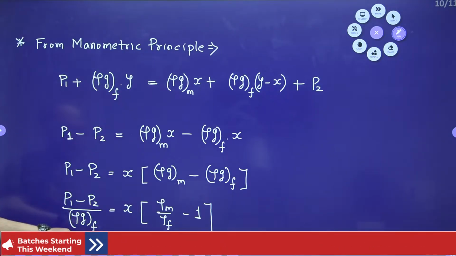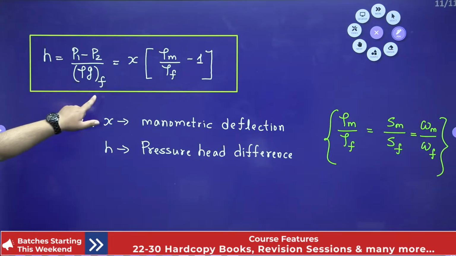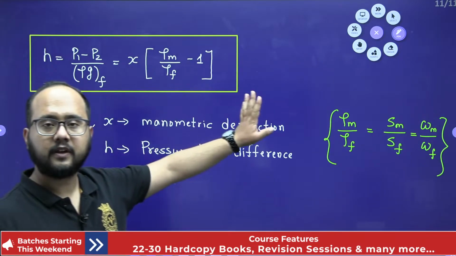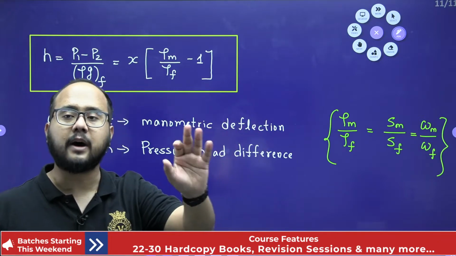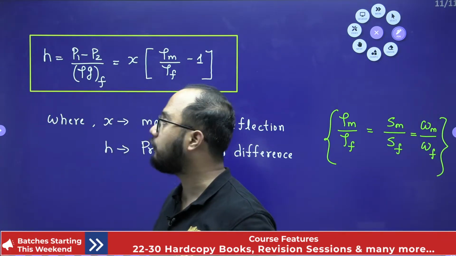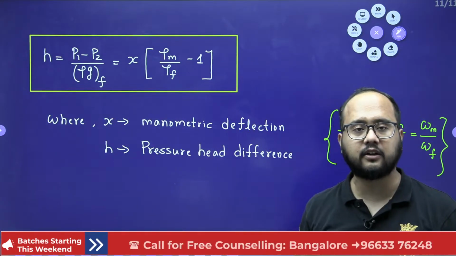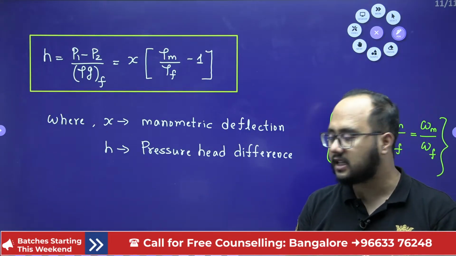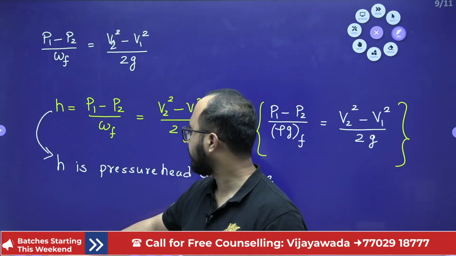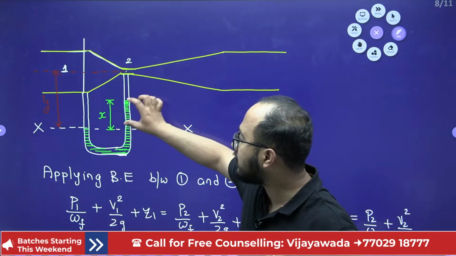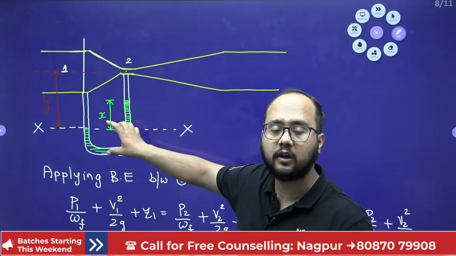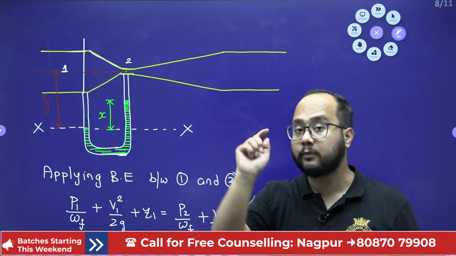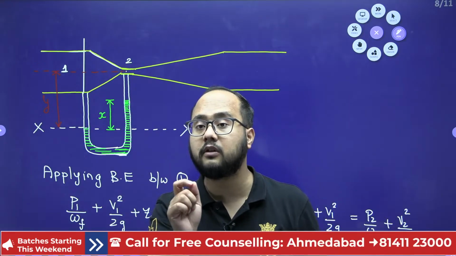So with the manometric principle, we have found this particular formula, very important in the Venturimeter. They will just give you the manometric deflection. With the manometric deflection, I will be able to get the pressure head difference. I just need to take this reading. The manometric deflection is what is required to calculate the pressure head difference. Now from the pressure head difference, I will be able to calculate the discharge also.